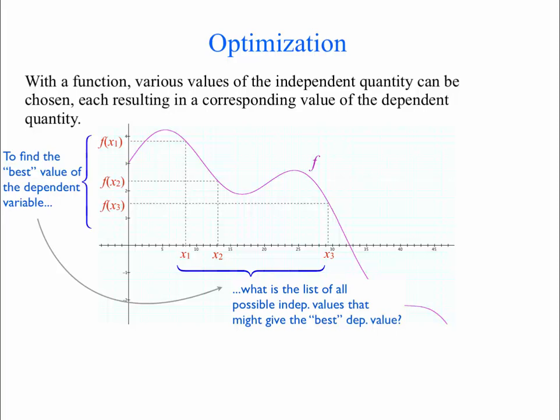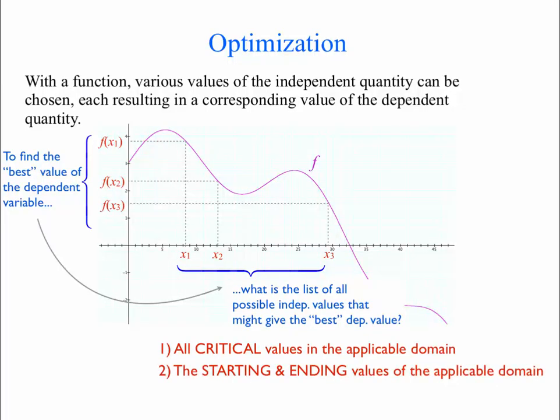So what's one possibility for an independent value that might give a best dependent value? We just saw it. So what's one possibility? What's that? Critical values, right. Local max or minimum. So we want to check all critical values in the applicable domain. All critical values within the applicable domain might give us the biggest or the lowest value. But then there's another possibility, which is?